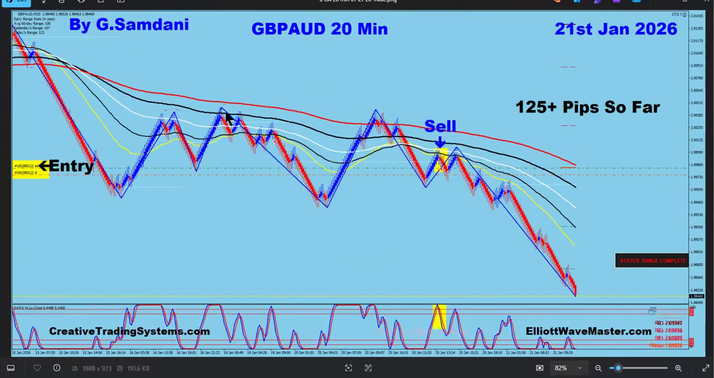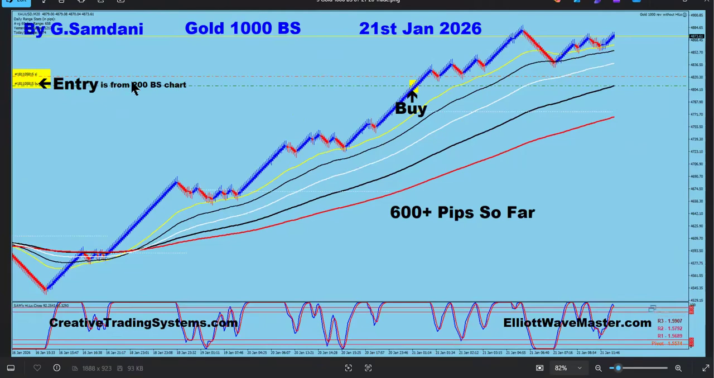From the 20-minute chart, you can see that it was coming down here and then gave this entry, and 125 pip here from the 20-minute chart. I have 20-minute charts open and 7-minute charts open with the CTS on them. So either way, sometimes I get both entries. I have different accounts and different computers, one for the 20-minute and another for the 7-minute.